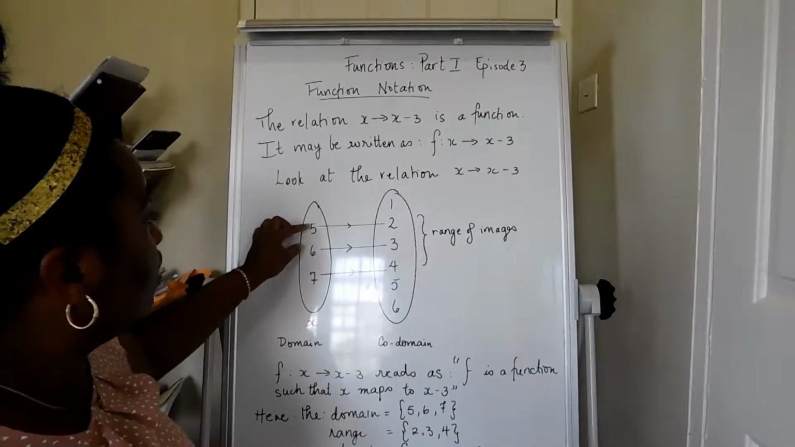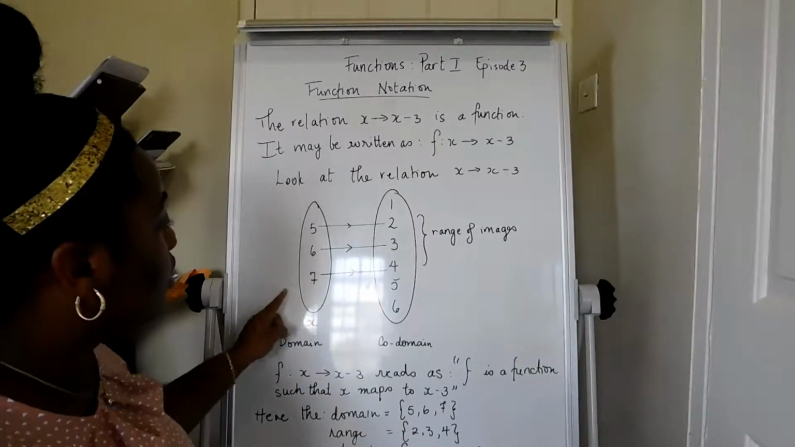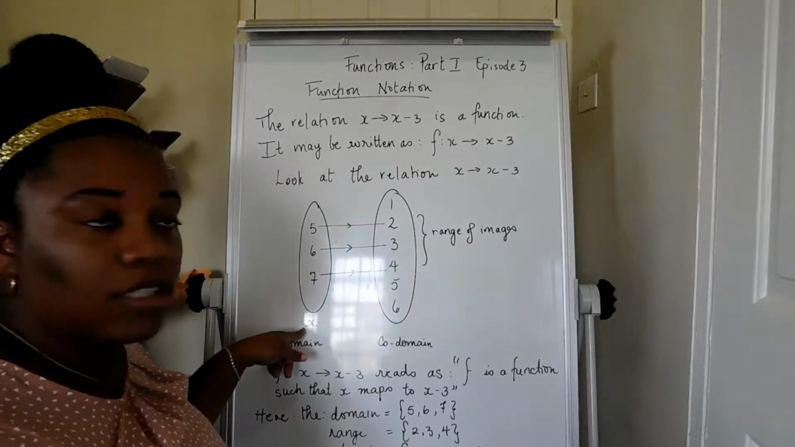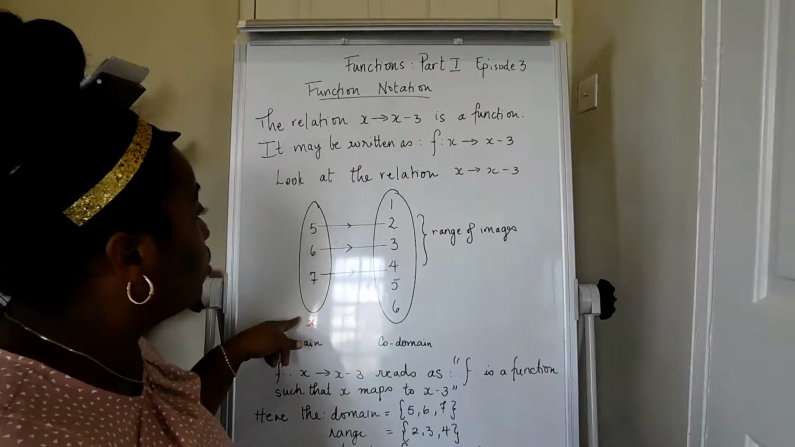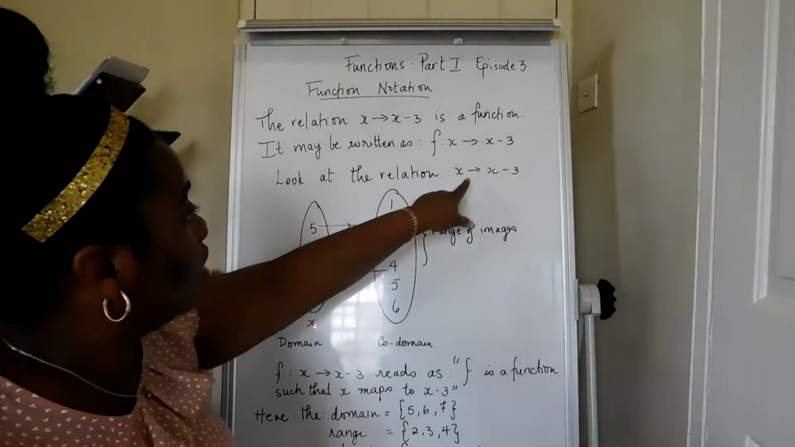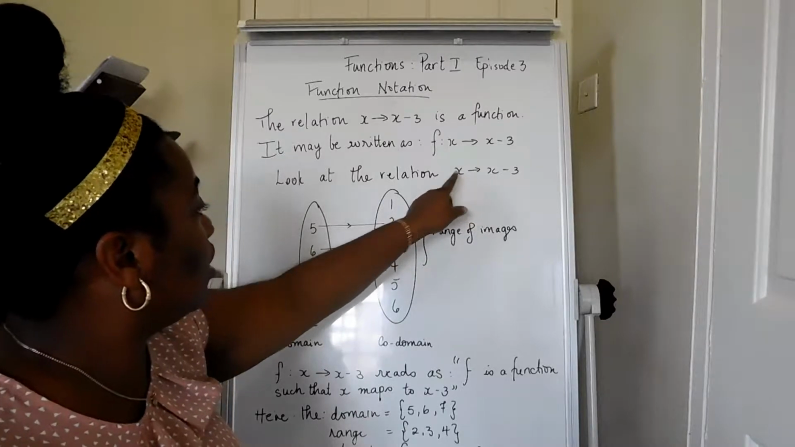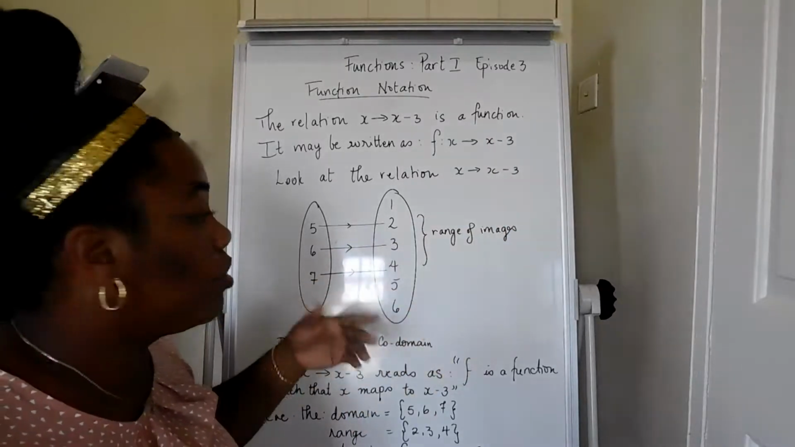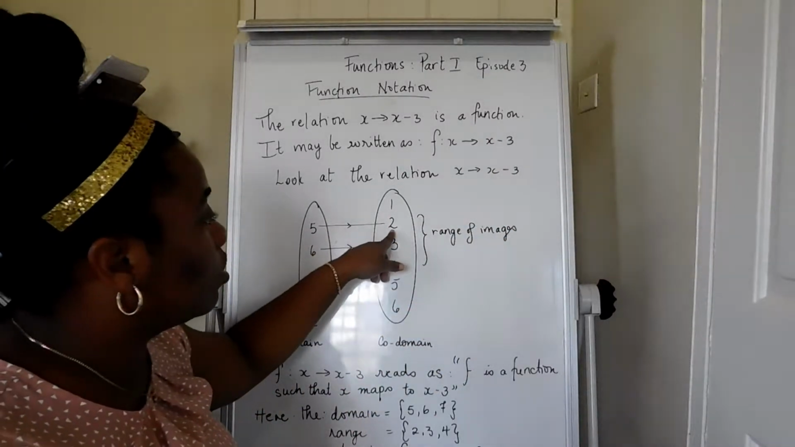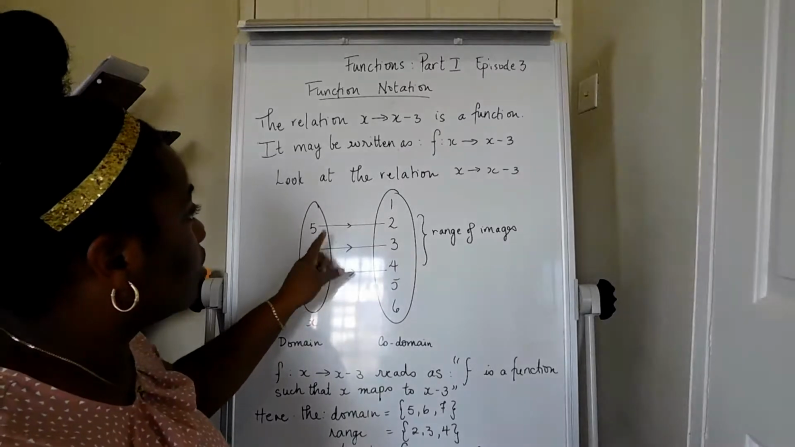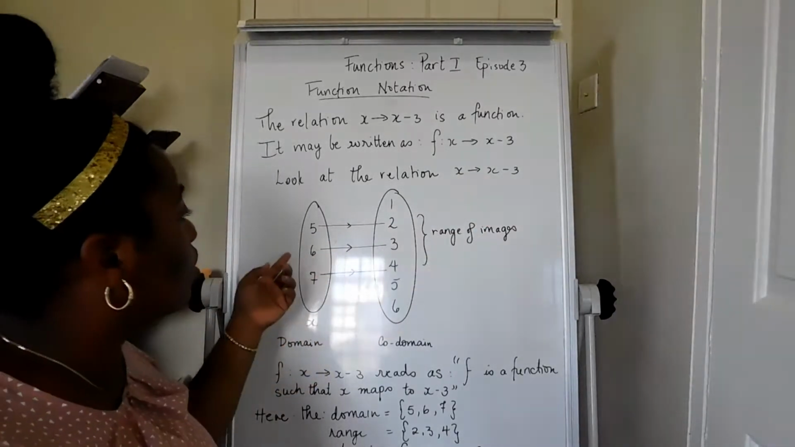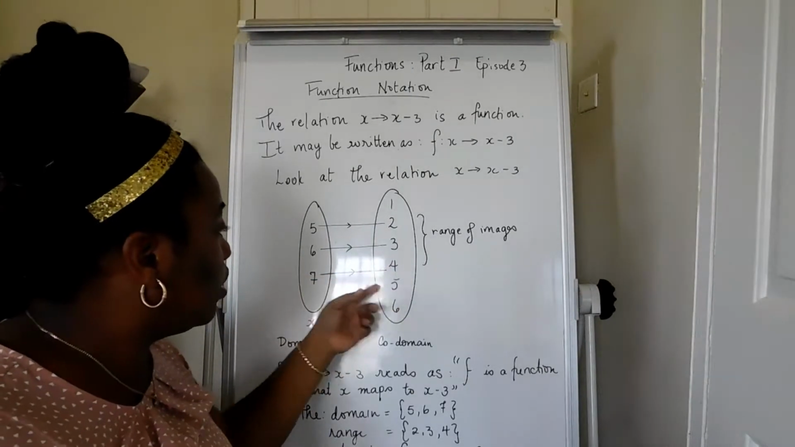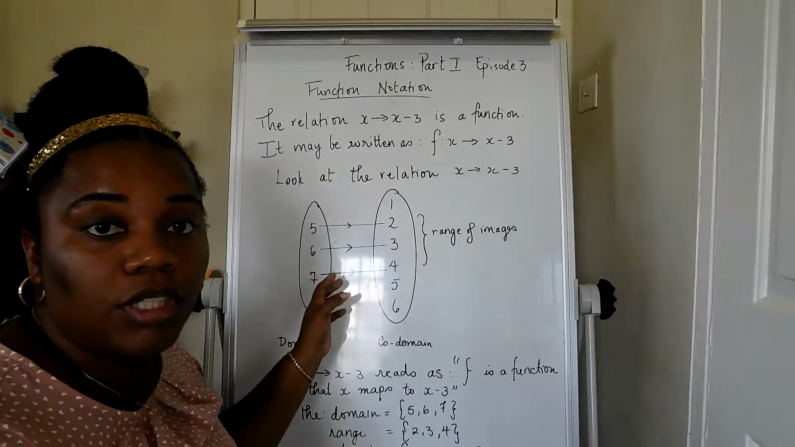Here we have 5, 6, 7. Remember, the oval on the left represents the domain and this represents x, right? So if x here is 5, you put it in here and you will say 5 minus 3. So 5 minus 3 will be equal to 2. Now we're going to replace the x with 6 because now at this point x will be equal to 6. So 6 minus 3 will be equal to 3 and 7 minus 3 will be equal to 4.